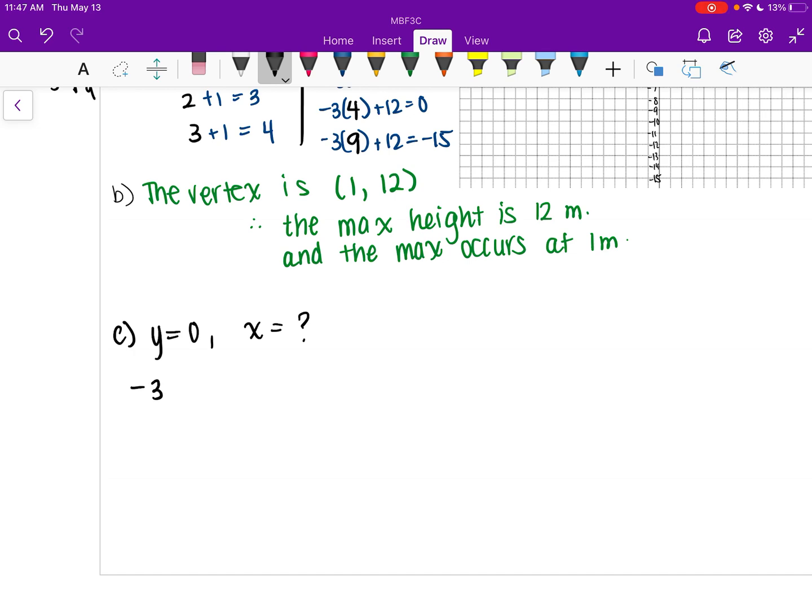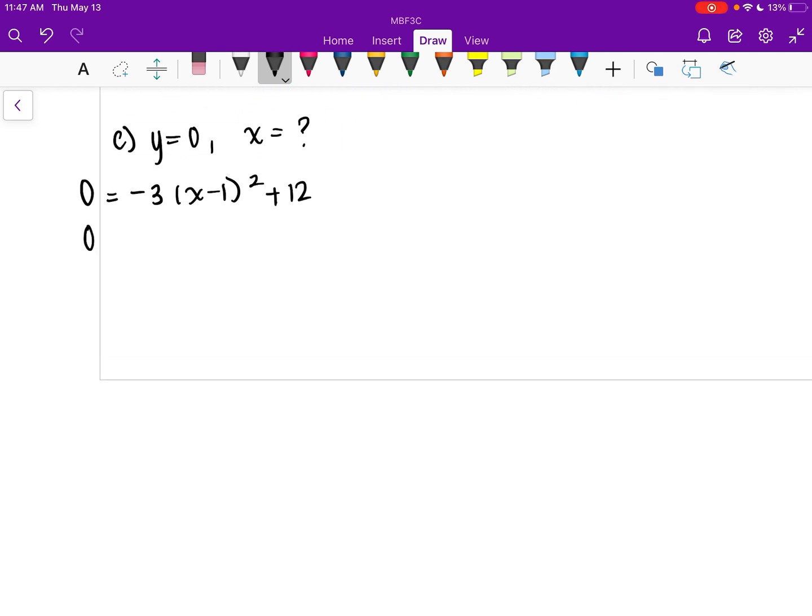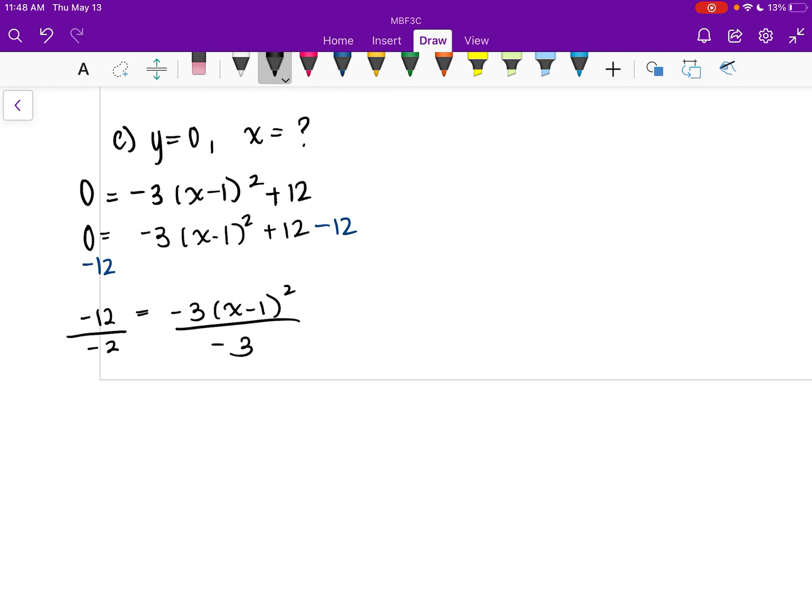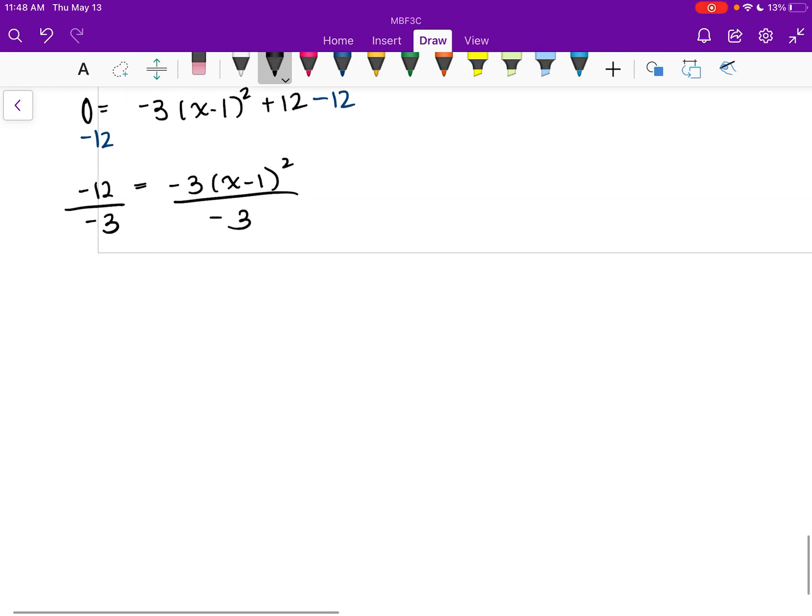So y equals -3(x - 1) squared plus 12. I'm just going to replace that y with the 0. So it's going to be 0 equals -3(x - 1) squared plus 12. I'm going to carry the 12 over to the other side, so 0 minus 12, which gives me -12, equals -3(x - 1) squared. Get rid of the -3 on both sides. -12 divided by -3 is just going to give me positive 4 equals (x - 1) squared.